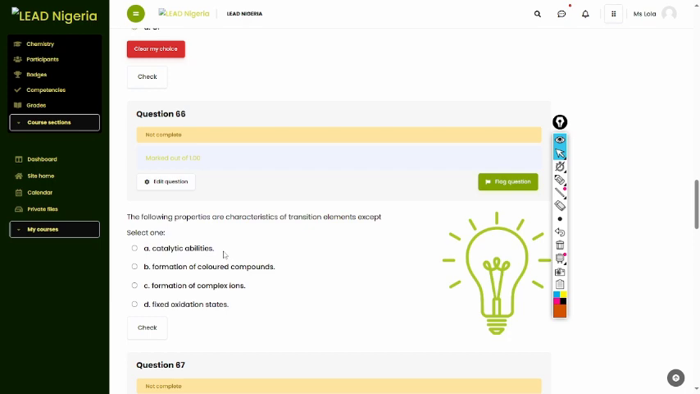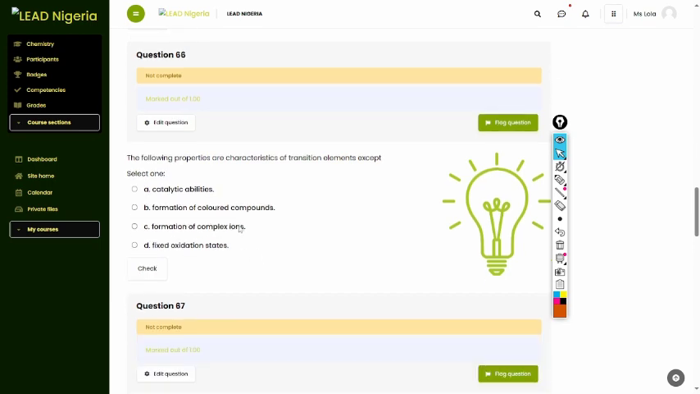Okay, then formation of colored compounds. So ions like copper will form blue compounds. Then iron 2 will form a green compound. Then we can have iron 3 forming brown. So they do have colors due to the partially filled d orbitals they have. Then they form complex ions. Of course, they do form complex ions.